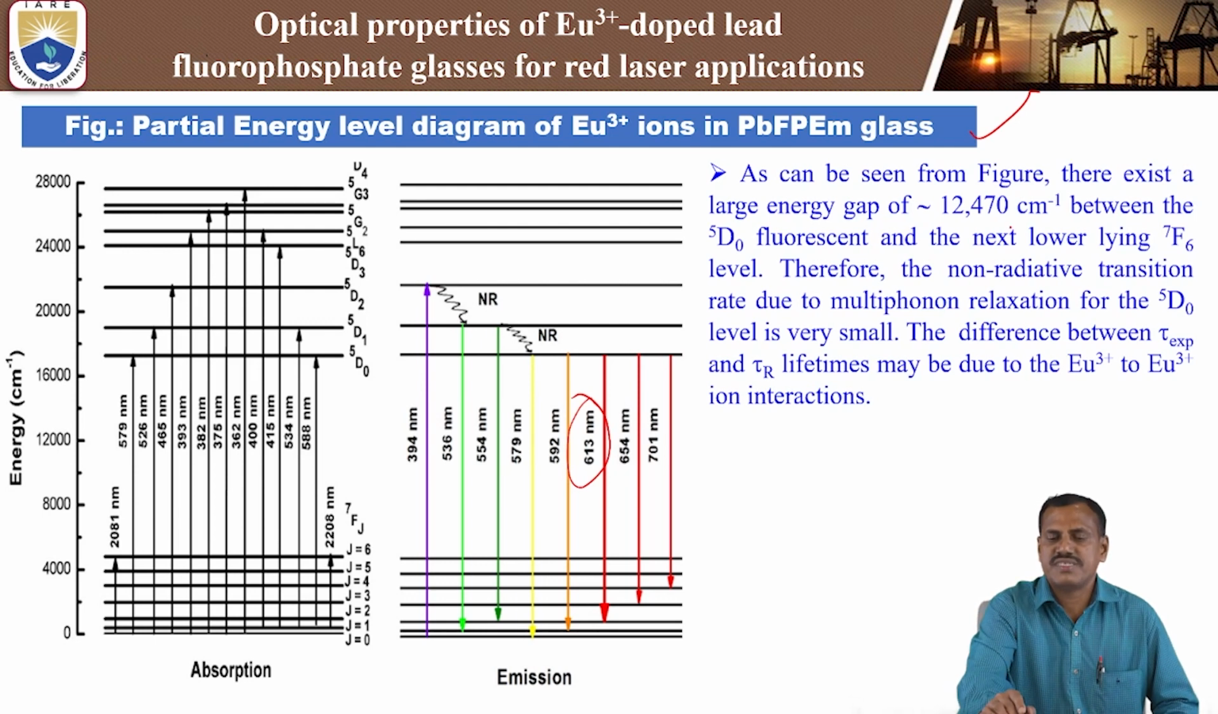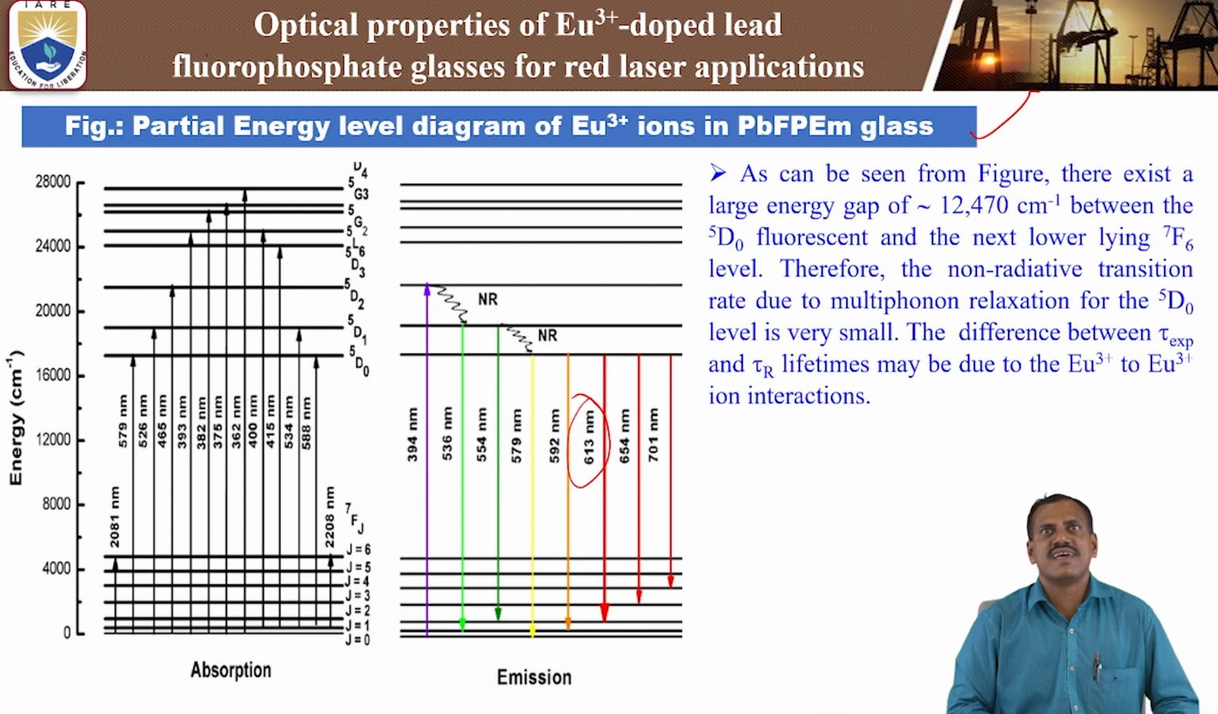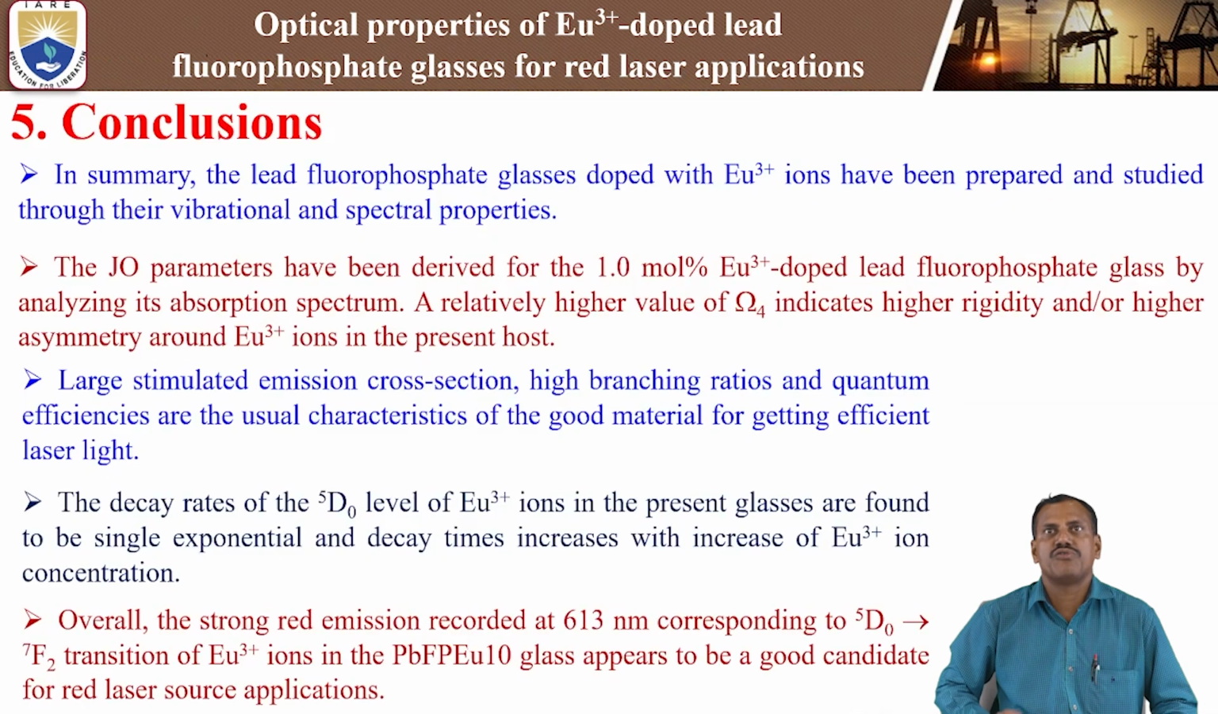So yes, as can be seen from the figure, there exists a large energy gap of about 470 nanometer between the 5D0 fluorescence level and the next lower level 7F6. Therefore, the non-radiative transition rate due to multiphonon relaxation for the 5D0 level is very small. The difference between tau experimental and tau radiative lifetime may be due to Europium triplet to Europium triplet ion interaction. That is why the lifetime is almost similar, independent of the Europium triplet ion concentration. This is the partial energy level diagram of Europium triplet in lead fluorophosphate glasses.